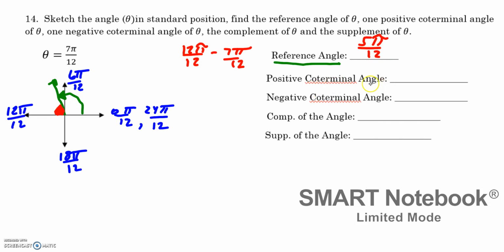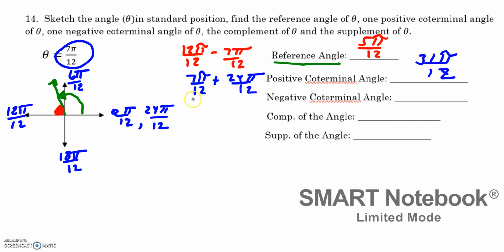A positive coterminal angle is when you go all the way around the unit circle one time counterclockwise. So you take your angle, which is 7 pi over 12, and you add 2 pi, which is 24 pi over 12, and that would get you 31 pi over 12. To find a negative coterminal angle, you would take 7 pi over 12 and subtract 24 pi over 12. And if you did that, you would get negative 17 pi over 12. Now technically for both of these you have infinite answers, but that's the first positive and negative one that I found.